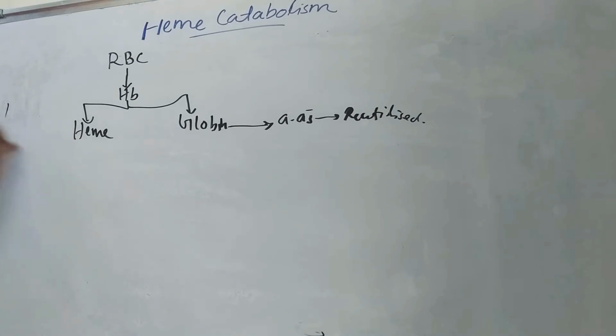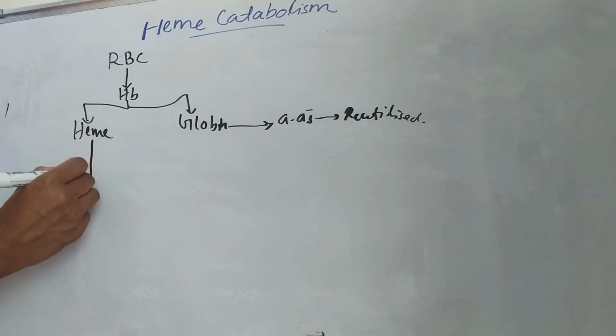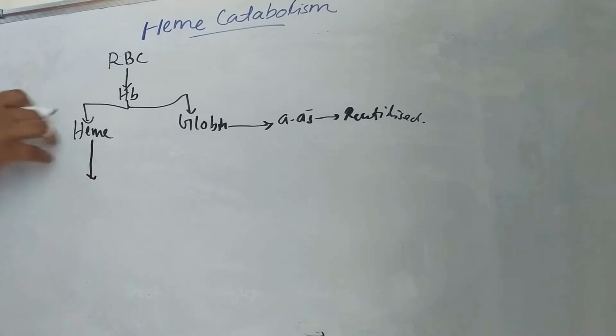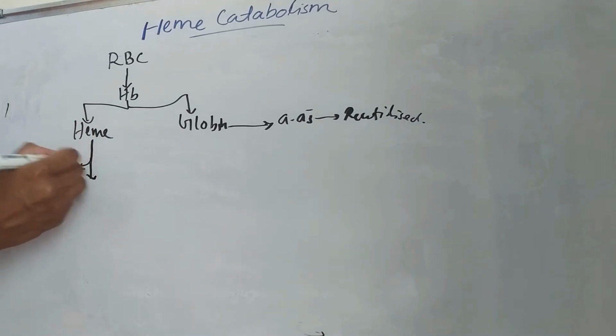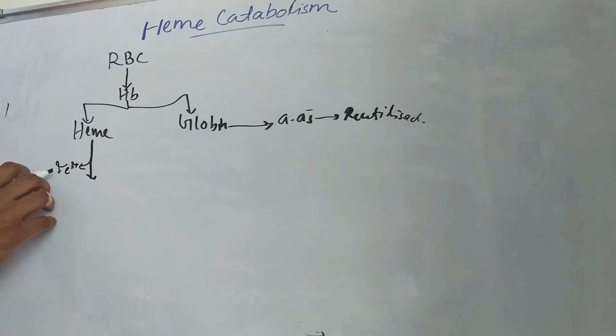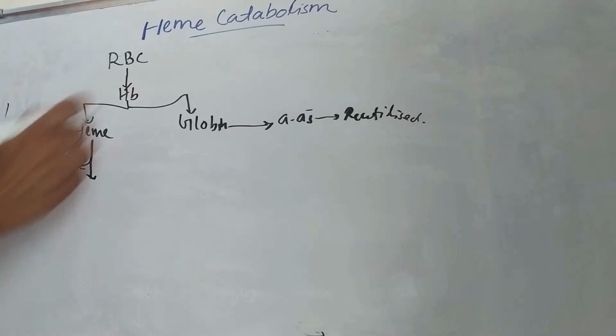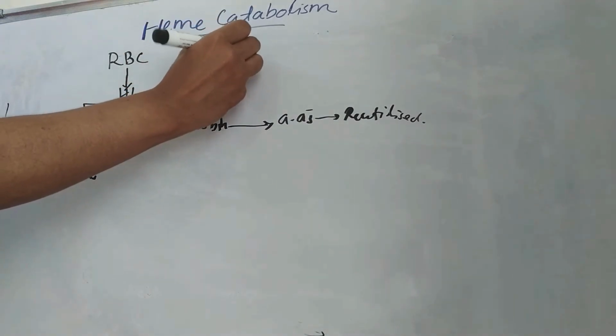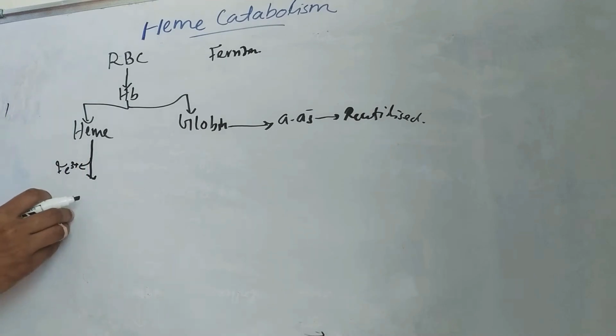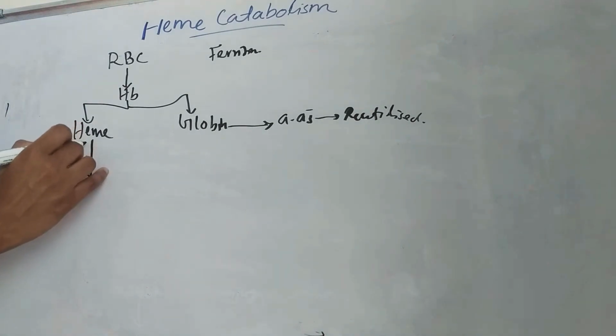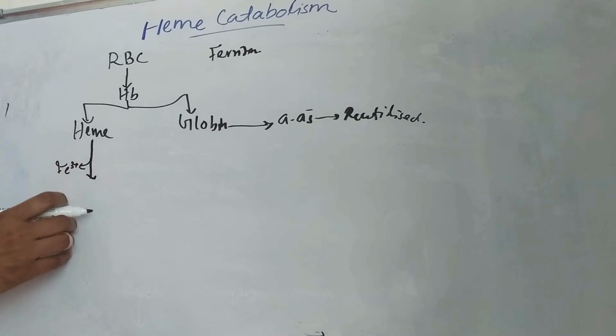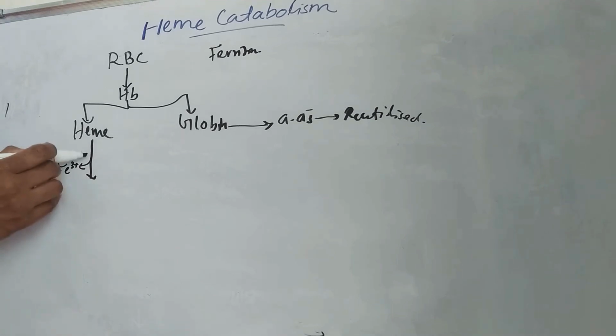Then Fe2+, that is ferrous iron in the heme, is oxidized to Fe3+, that is ferric iron, ferrous to ferric, and this enters the iron pool for reutilization, or it can be stored as ferritin, that is Fe3+. Then there is the iron free porphyrin portion of heme.